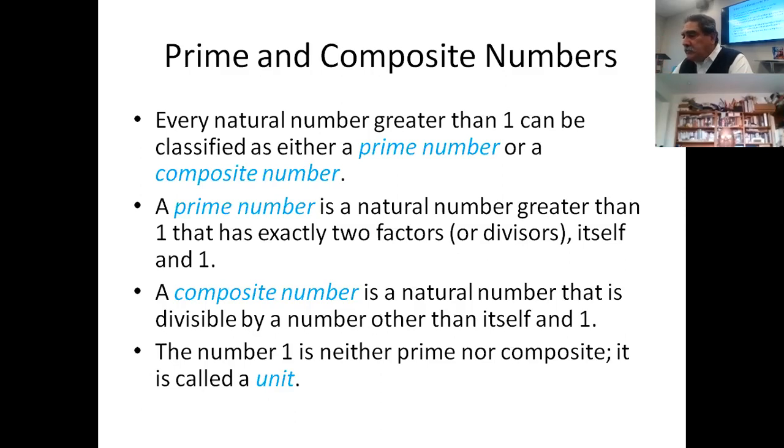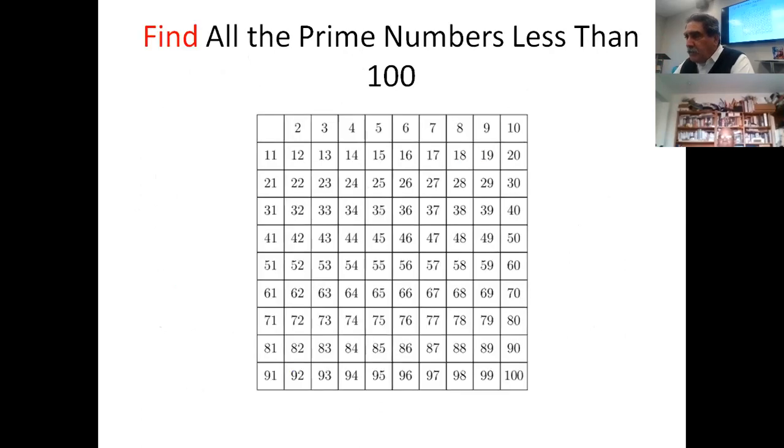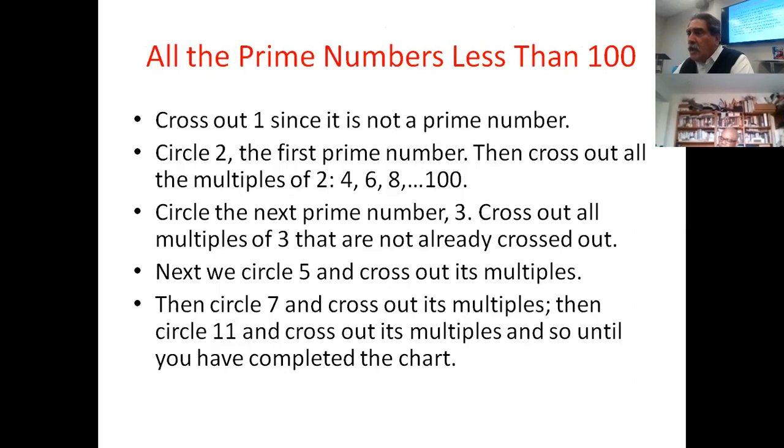The number one is neither prime nor composite. It's called a unit. If I show you an example, you will know what I mean. For example, here you have the numbers from 2 to 100, since one is a unit and we don't put it there. We want to find all the prime numbers less than 100. So we cross out 1 because that's not a prime number, that's a unit.